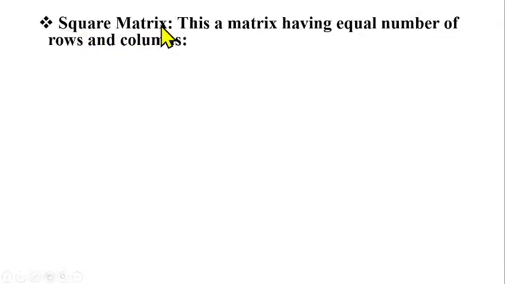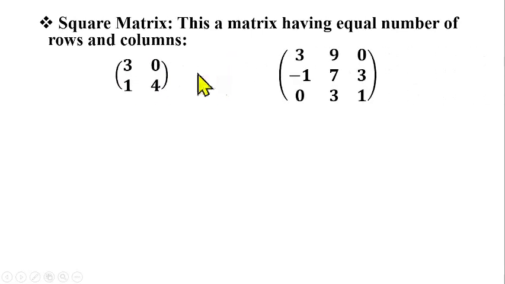Square matrix. This is a matrix having an equal number of rows and columns. When you have a matrix that has an equal number of rows and columns, we call it a square matrix. You can see this is a square matrix because it has 2 rows and 2 columns. So we call this one a 2 by 2 square matrix, because the order of this matrix is 2 by 2.